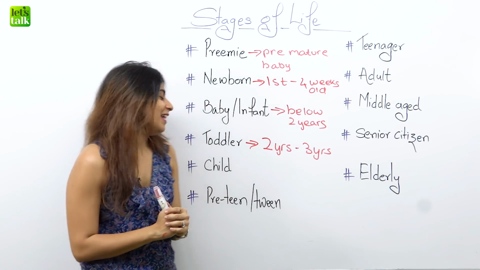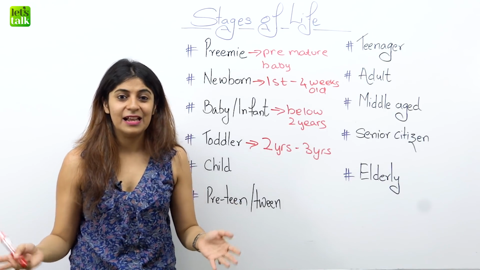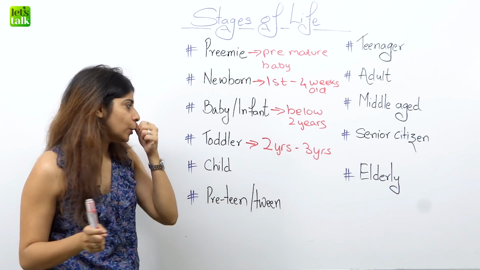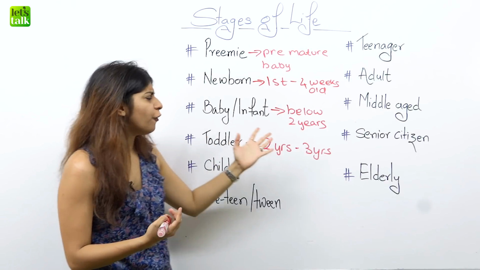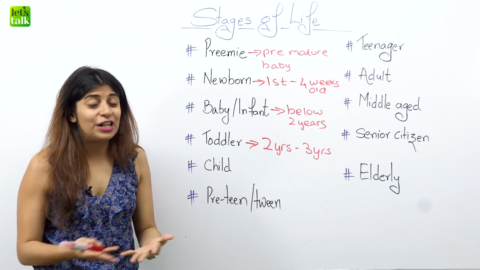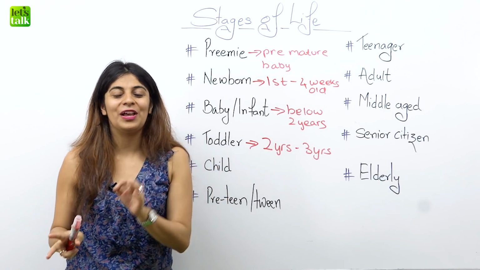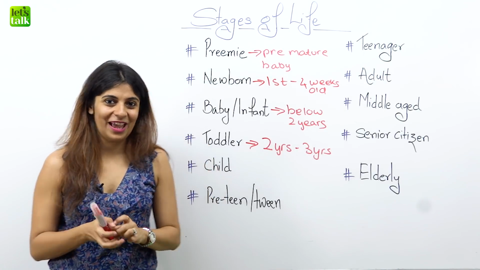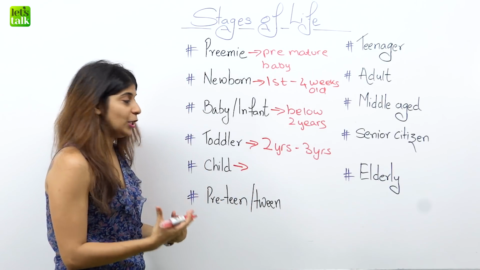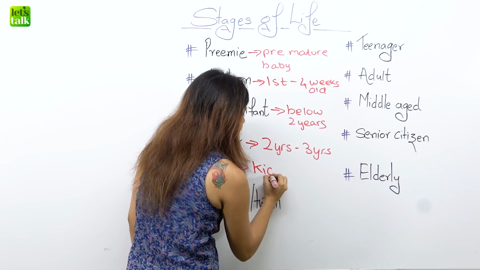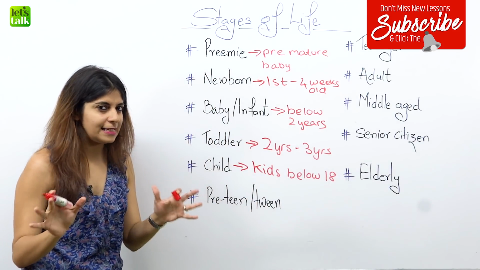Moving on to the next one is child. Now, you can use this term in English for little kids. There is no set age for it, so you can either use this term for a newborn, for a premature baby, for an infant, for a toddler, or even for a teenager. So, this is a very common term used for someone who is below 18 years of age. Okay, so they are your adorable children. So the term child can be used for kids below 18. Okay, there is no set age really.